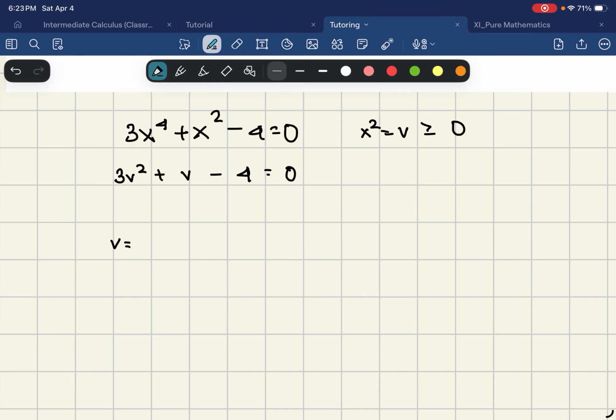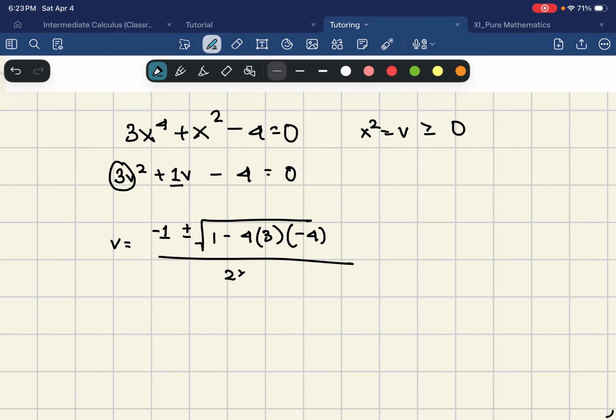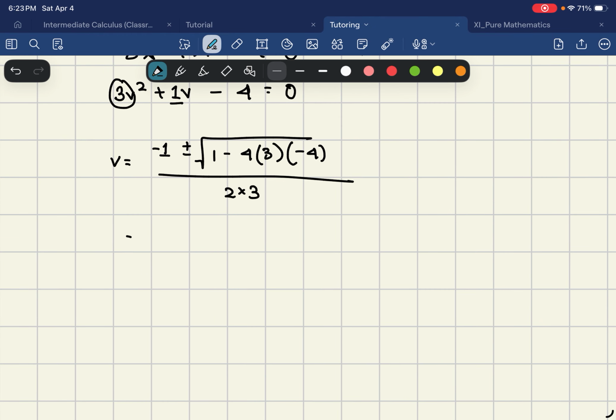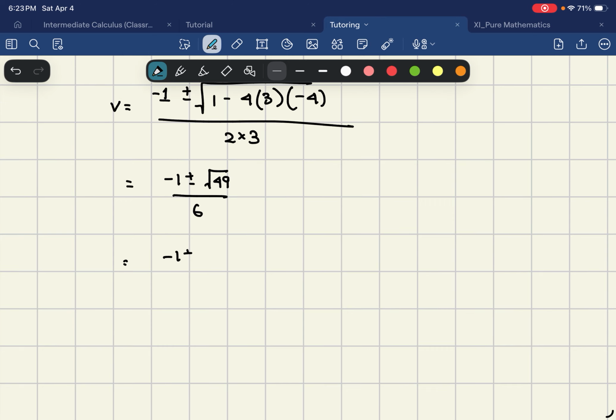v is equal to minus b, so minus 1, plus or minus the square root of b squared. 1 squared is 1, minus 4 times a, which is 3, times c, which is negative 4, divided by 2 times 3. 2a is 6, right? So minus 1 plus or minus the square root of 16 times 3, which is 48, plus 1. So you're going to get the square root of 49 divided by 6. So minus 1 plus or minus 7 divided by 6.